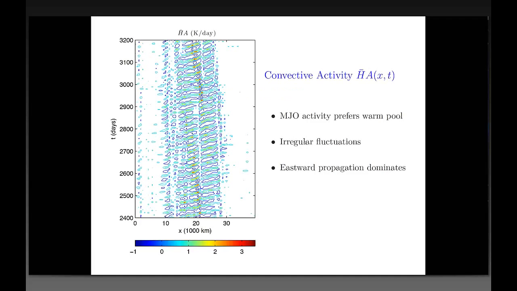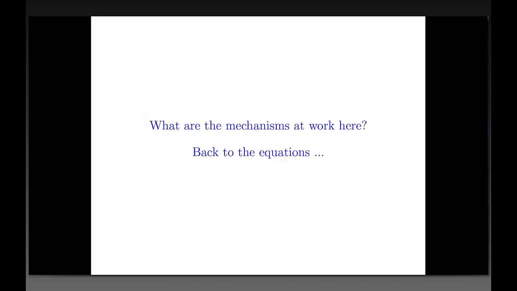Okay, and so this is a time series of the convective activity in this case, and what we see, the Madden-Julian oscillation aligns itself over the warm pool. And in this case now we see some irregular fluctuations in the event. It's not quite so regular as in the previous case. And what we also see is that there's eastward propagation still dominating here. MJO event after MJO event. Okay, so those are hopefully a good suggestion at the realistic behavior of the Madden-Julian oscillation in this model.